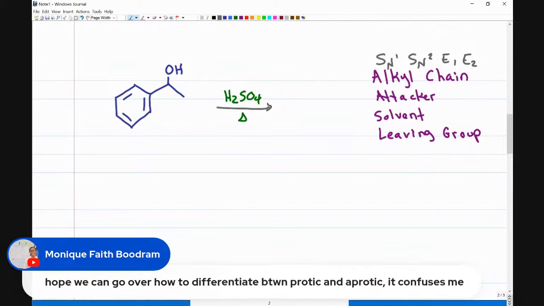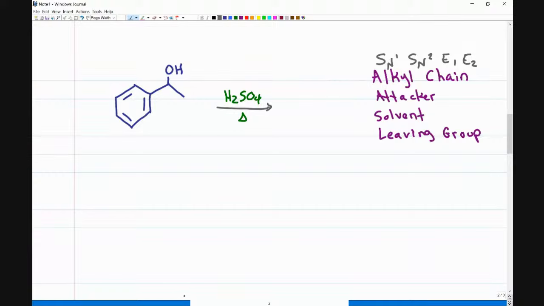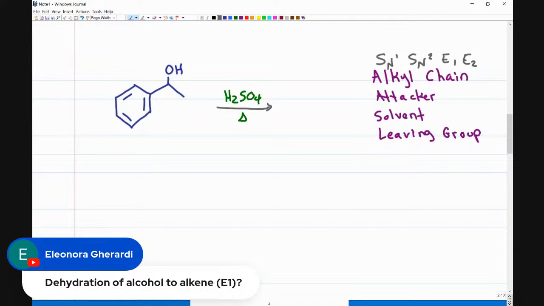Monique, absolutely. When we look at the SN2 reactions, I'll try to bring up an example, so please remind me. And I'm seeing a couple of different answers. Dehydration of the alcohol to an alkene via E1, yes.